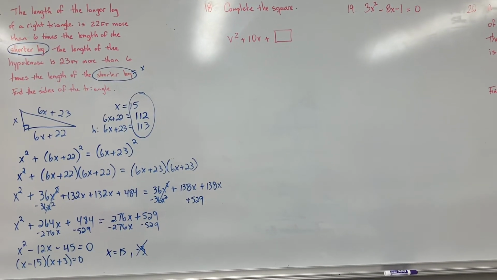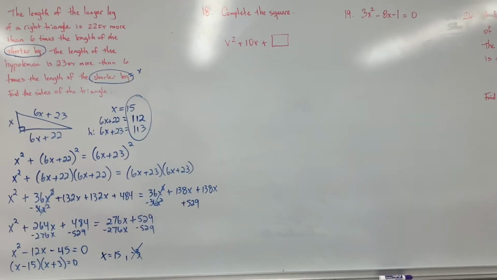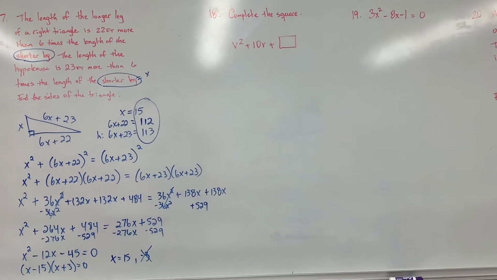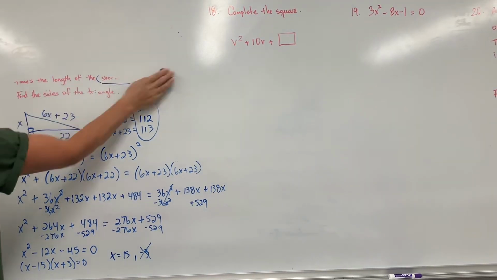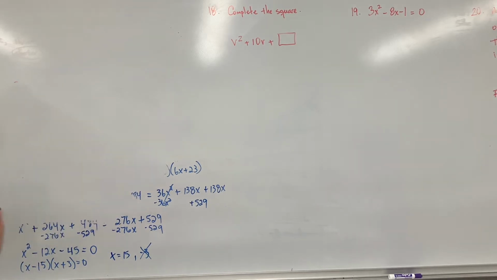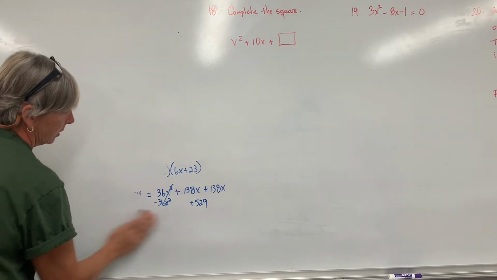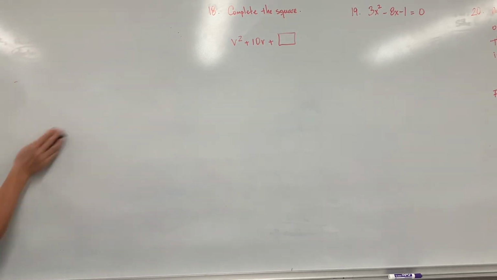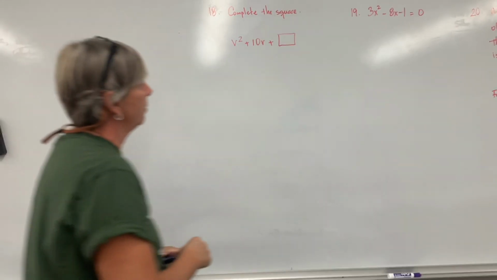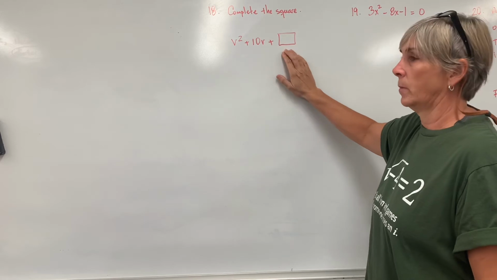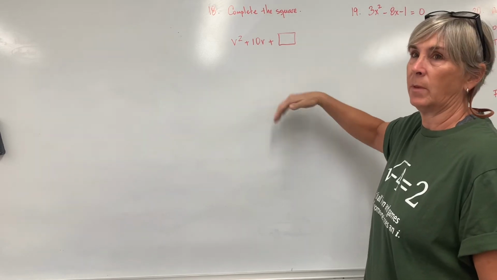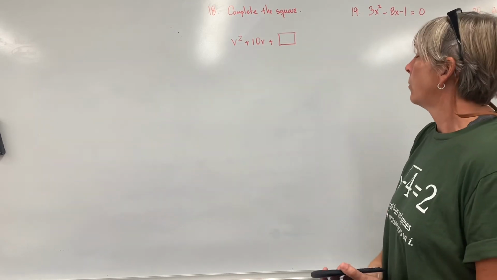Okay, so let's move on to question number 18, which is completing the square. This question is very easy, very quick. I would definitely get it done right away and then move on to the other questions if it lets you bounce around like that. So completing the square is nothing more than making this trinomial in such a way that it would be able to be factored perfectly.